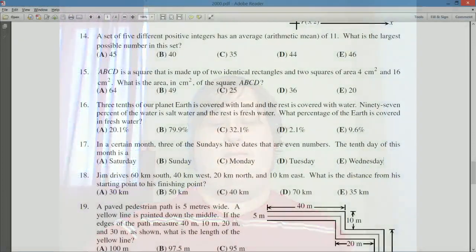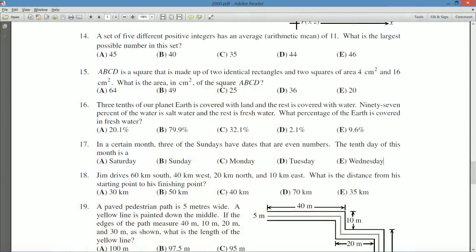We're up to question number 15. Hopefully you've had a chance to take a look at it. I'm going to take a look at it now, and let's see what we can come up with. So, question number 15. It says, ABCD is a square that is made up of two identical rectangles and two squares of area 4 centimeters squared and 16 centimeters squared. So these guys are squares. So they're going to have side length 2 centimeters and side length square root of 16, 4 centimeters. What is the area in centimeters squared of the square ABCD?